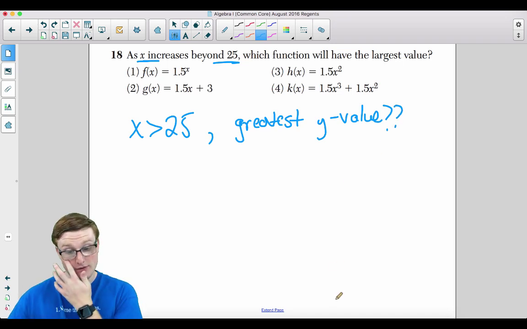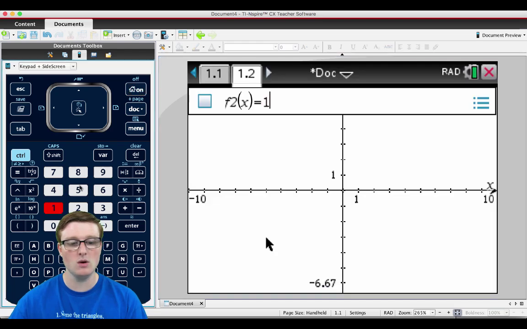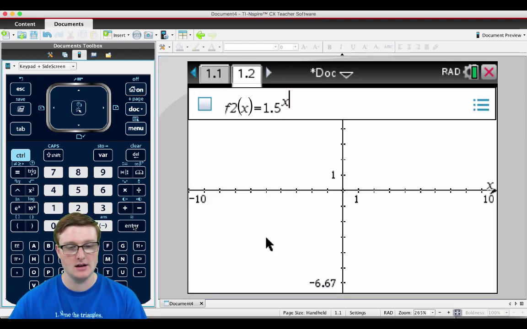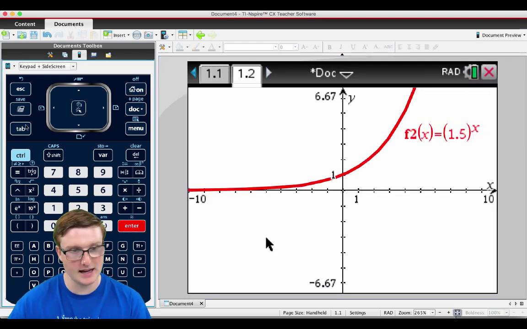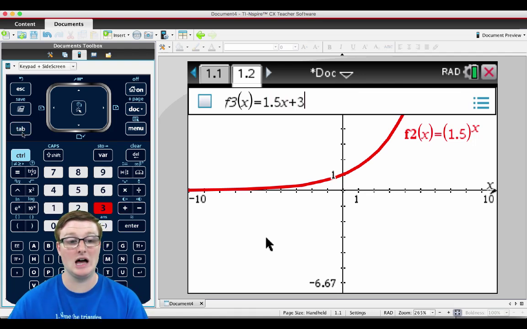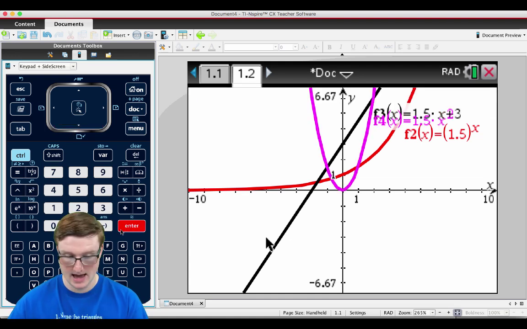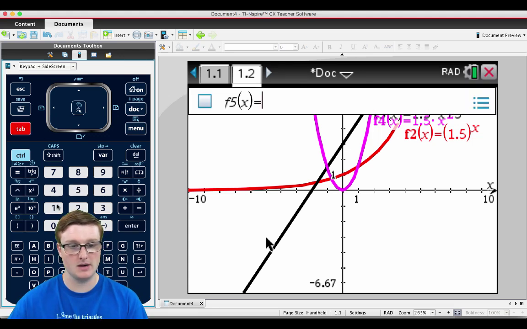Okay, so I'm going to graph 1.5 raised to the x. Graph that function. Okay, I'm going to graph the second one, 1.5x plus 3. Well, that's just a line, so that doesn't sound like it's going anywhere. 1.5x squared. And we get 1.5x to the third.